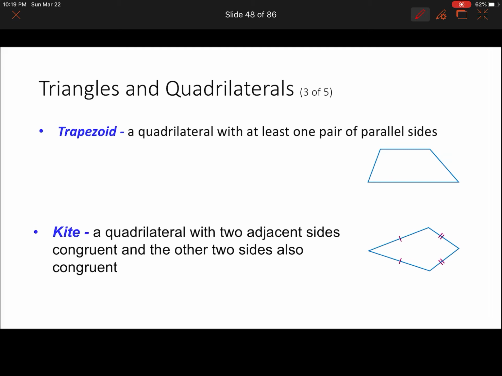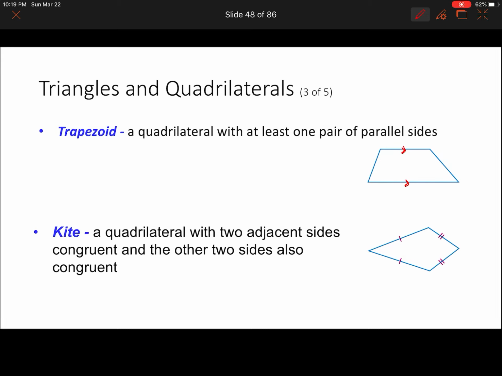And so as we talk about quadrilaterals, we have several different types of quadrilaterals that we need to identify. So we know a quadrilateral is a figure that has four sides. And if it is a trapezoid, it has at least one pair of parallel sides. So in this case, this side and this side would be considered parallel.